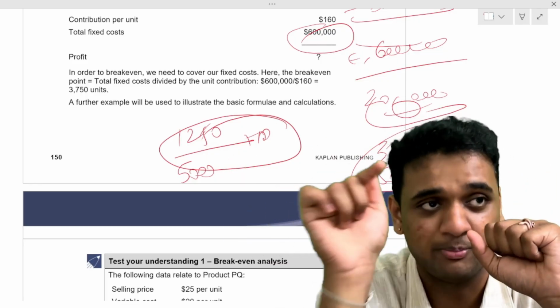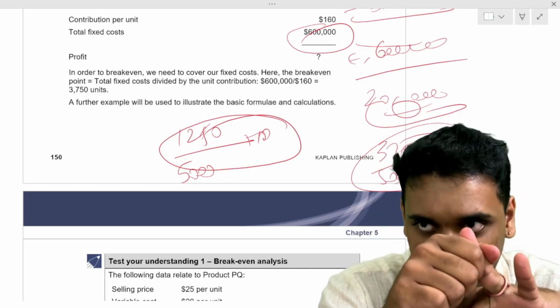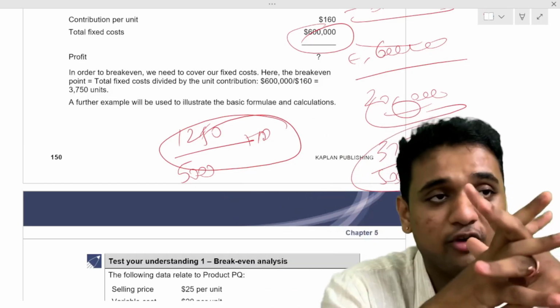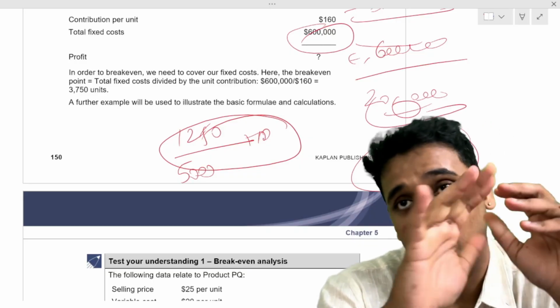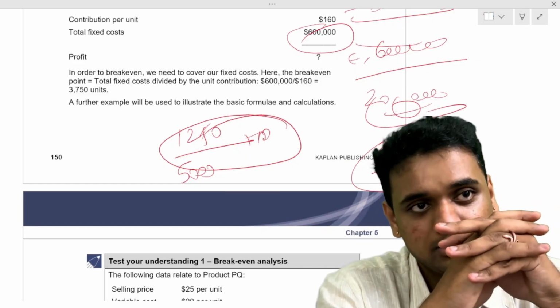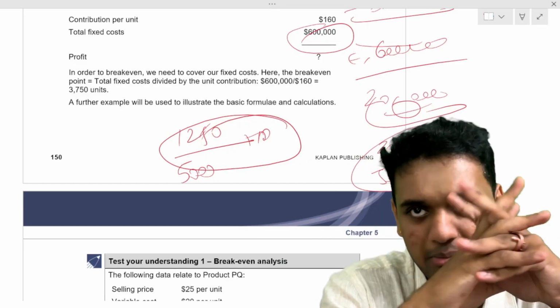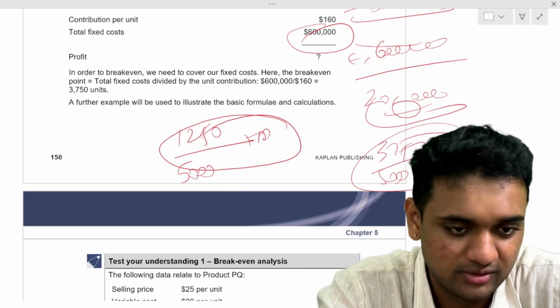How do we find contribution per unit? Selling price per unit minus variable cost per unit, you will get contribution per unit. What is the break even point formula? Fixed cost divided by contribution per unit. What is the margin of safety formula? Total units minus break even point units. Margin of safety is nothing but total units minus break even point units.